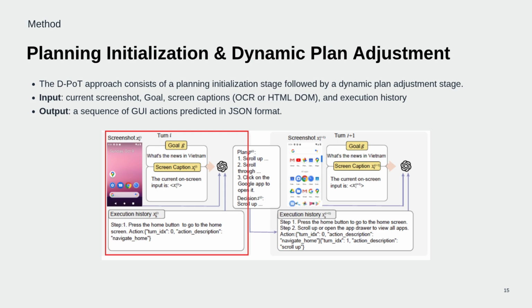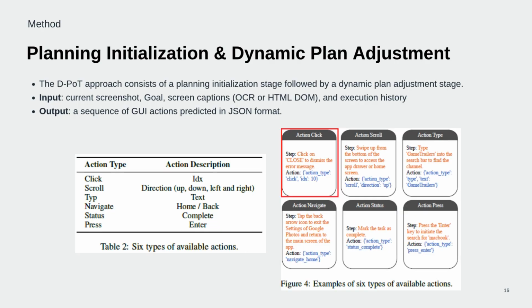Now let's move on to the method part. The method part is very simple and direct. They just made a two-stage plan: initialization and then dynamic plan adjustment. Before we go to the detail, let me share the input and output for each. The input is the current screenshot and goal, which is the usual instruction, and the screen caption taken from OCR or HTML DOM, and the execution history to see the whole previous history. Then the output is a sequence of GUI actions predicted in JSON format.